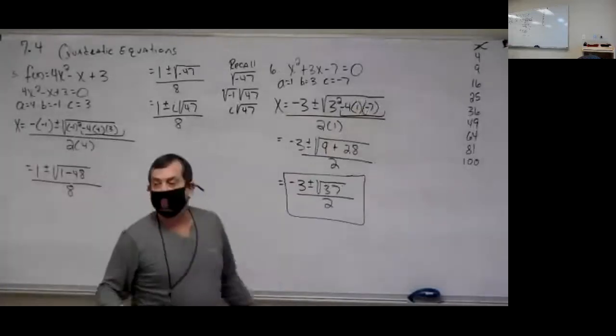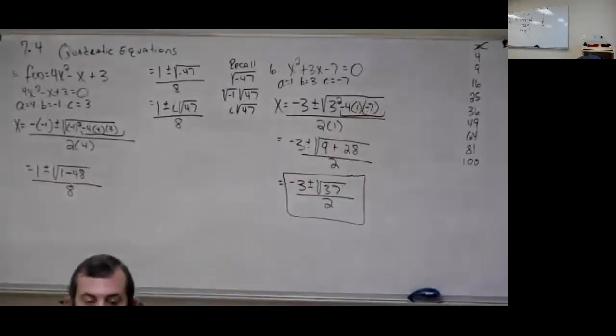Now the calculator gives you one plus and one minus. So when do you put in the i? I would only put the i if my radical was negative under there.